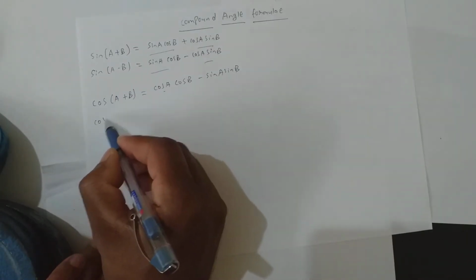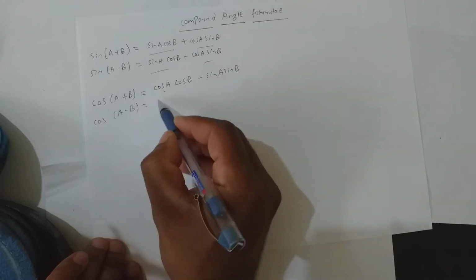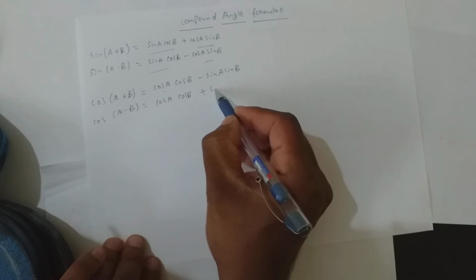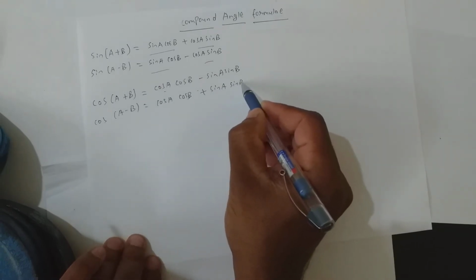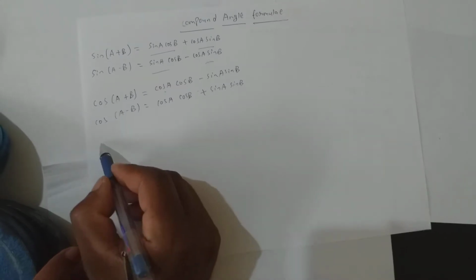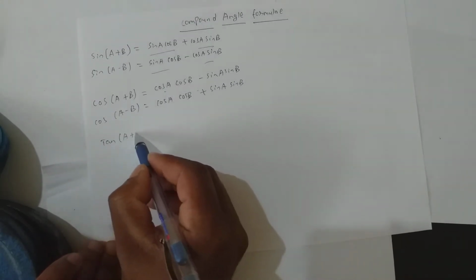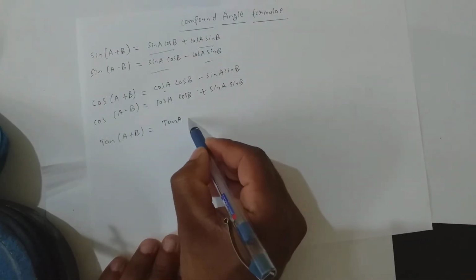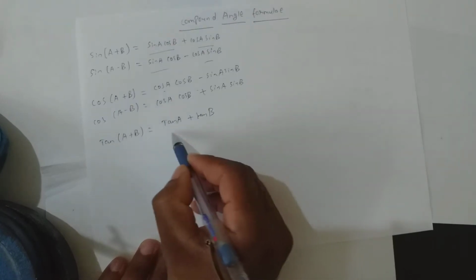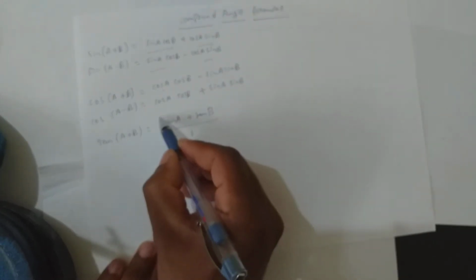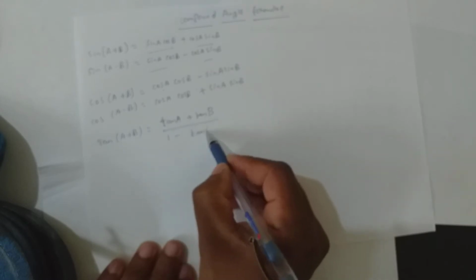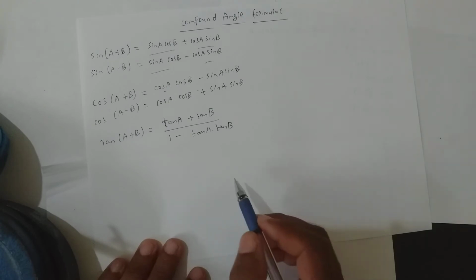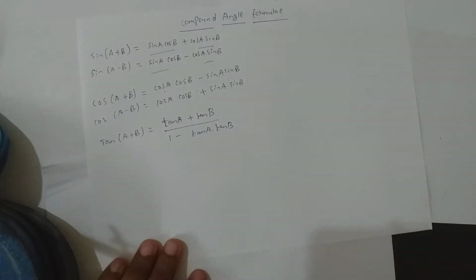Now cos(A - B) is nothing but cos A cos B. Here it is minus, so I get a plus sign over here: sin A sin B. Clear? The next formula that you need to know is tan(A + B). Tan(A + B) is nothing but tan A plus tan B by 1 minus tan A into tan B. This is a formula. Generally, all the formulas are given to you in your formula sheet.